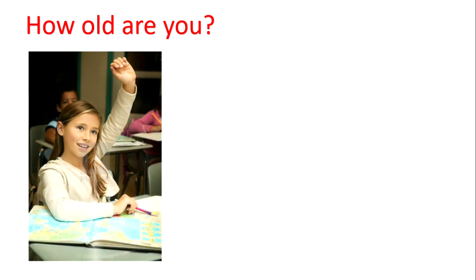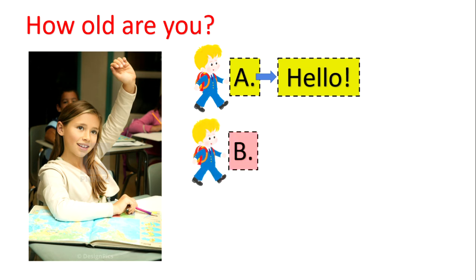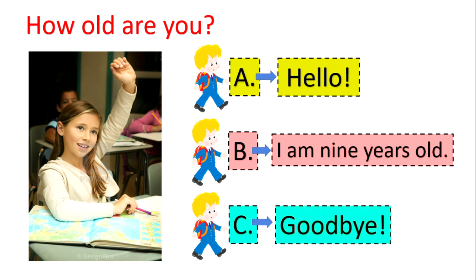So for this question, how old are you? What is the right answer for that question? Is it A, hello? Or is it B, I'm 9 years old? Or is it C, goodbye? So what is the right answer? The right answer is letter B. B is the correct answer. I am 9 years old.